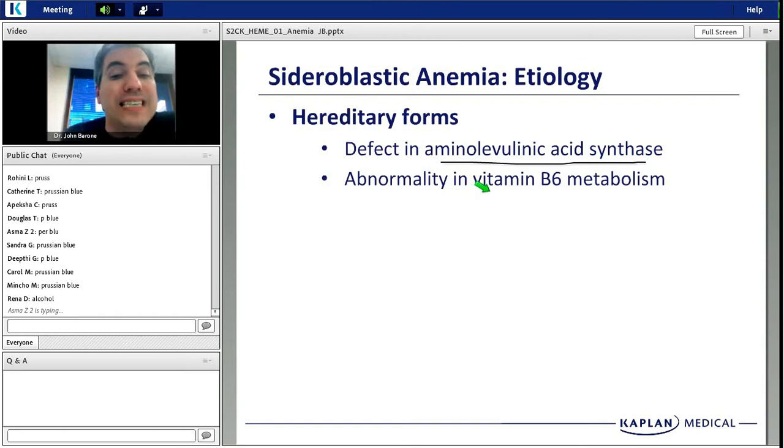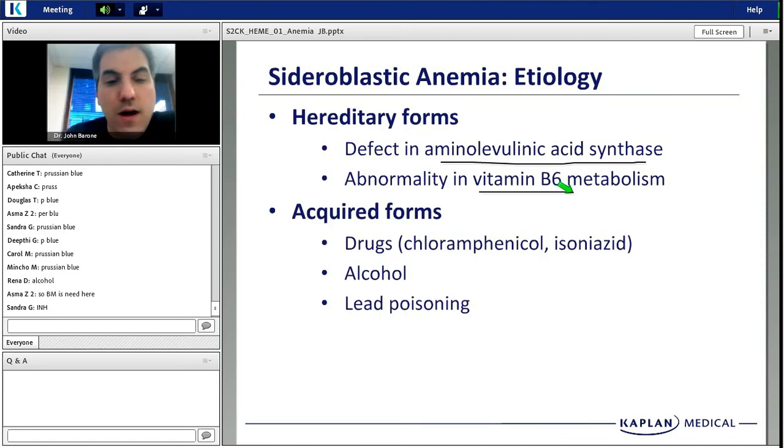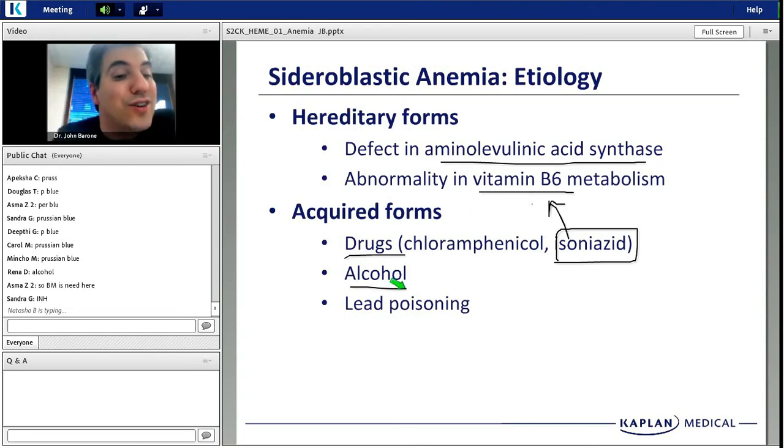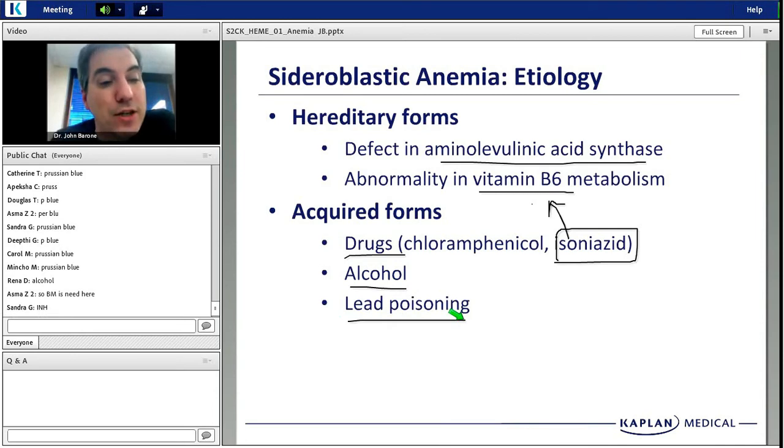You can have a problem with B6. B6 is a cofactor for synthesizing hemoglobin. You can have acquired forms, drugs. Do you remember isoniazid? Oh, that's a favorite Step 2 question. Patients on isoniazid, what happens? You get B6 deficiency. So they're at risk for sideroblastic anemia. Alcohol. Alcohol damages the mitochondria, so the iron accumulates. It's a mitochondrial poison. And of course, lead. Lead poisoning damages the enzymes like ferrochelatase.